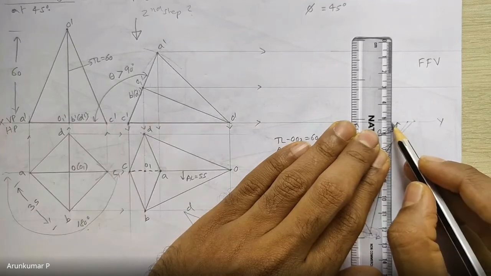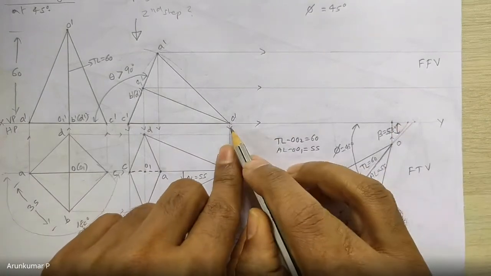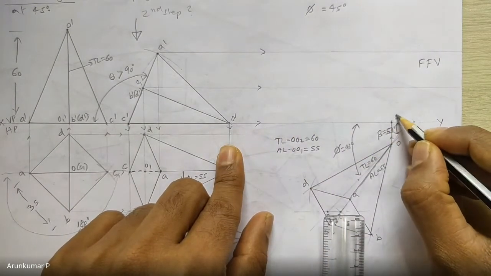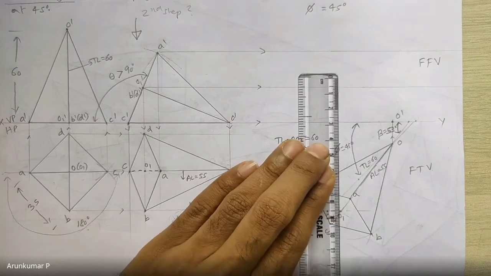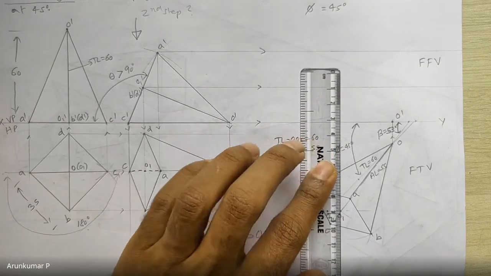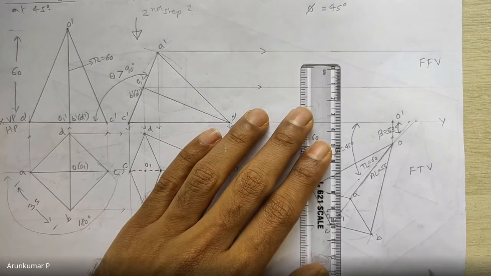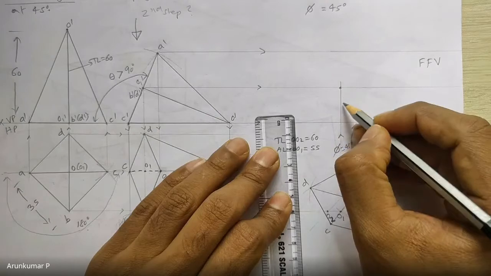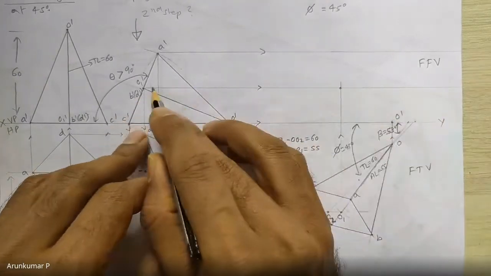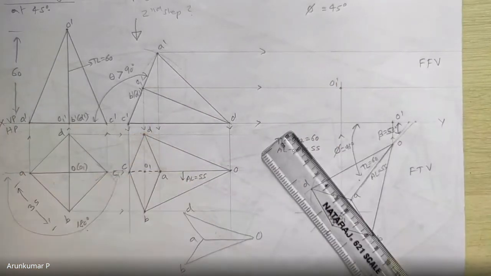So from O, I'll draw a vertical projector. It will intersect here on the XY line because O dash is on the XY line. So this point is O dash. Then I'll move on to O1 and I'll project O1 till here, the second projector, because O1 dash is here. So this point is O1 dash. So I got the axis O dash, O1 dash.